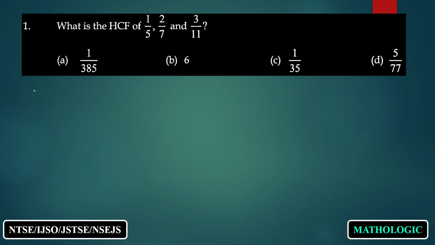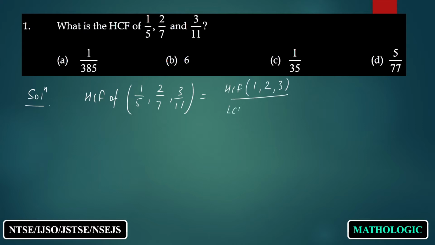So here we will write in the solution: HCF of the numbers 1 by 5, 2 by 7, 3 by 11 is equal to the HCF of numerators, meaning 1, 2, 3, and then the LCM of denominators of these fractions, which means 5, 7 and 11. So this will be our answer on solving. We can get the HCF of 1, 2 and 3 will be 1 and the LCM for these numbers will be a quite large number.